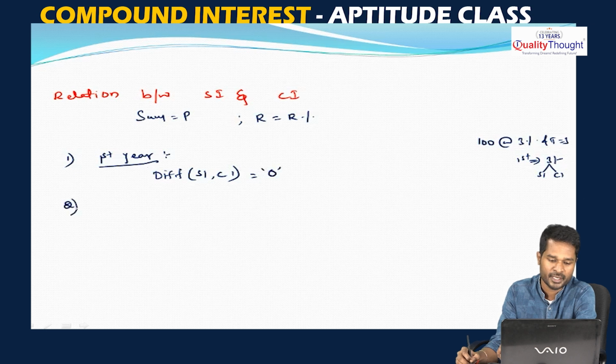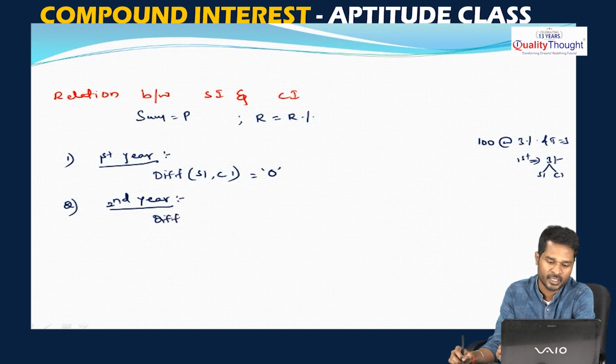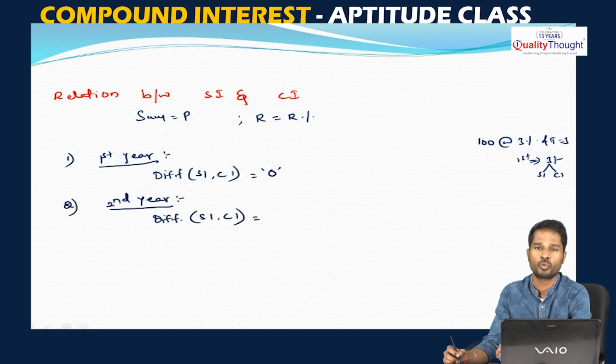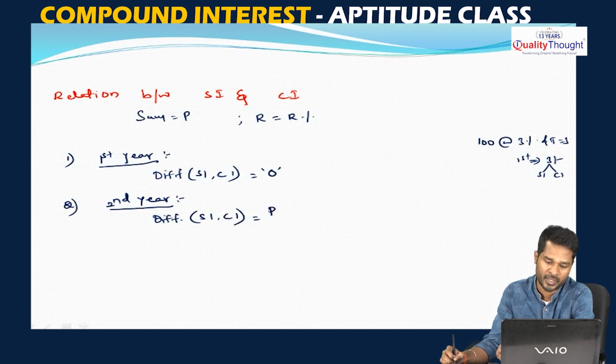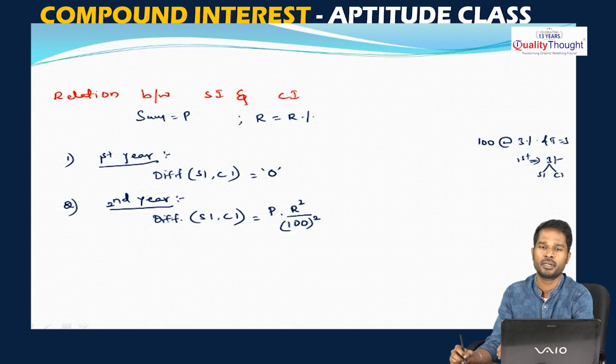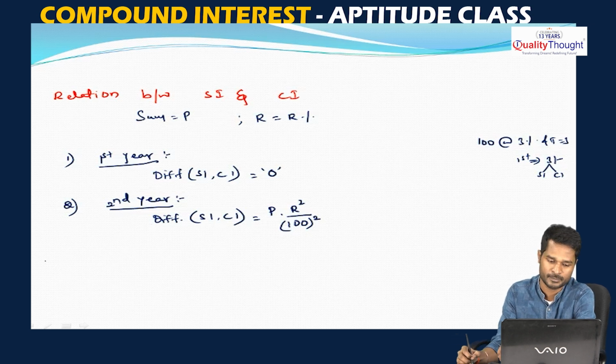Now for the second year, on a sum P at R percent rate of interest, the difference between simple interest and compound interest for 2 years is given as P into R square by 100 square. Here the square is only for R, so this is P into R square by 100 square. So this is the difference between simple interest and compound interest for 2 years. And we'll write one more for the third year.